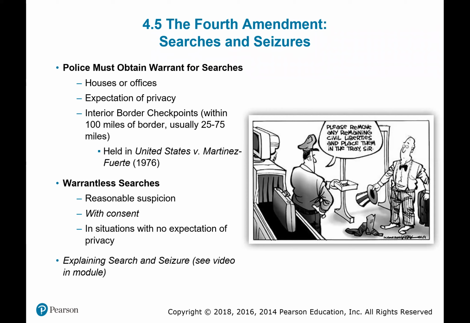And warrantless searches have been allowed more and more over the years, as we read in the text. So there has to be reasonable suspicion, and that's been challenged quite a bit. Obviously, with consent, if the person says yes, sure, then they're allowed to search. And in situations with no expectation of privacy, public situations. Again, go back to the video in the module. It's much more exciting than me lecturing here, and they go over explaining search and seizure in that video far better than I.